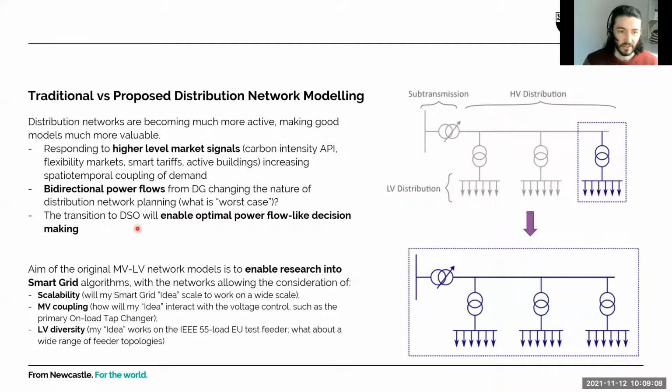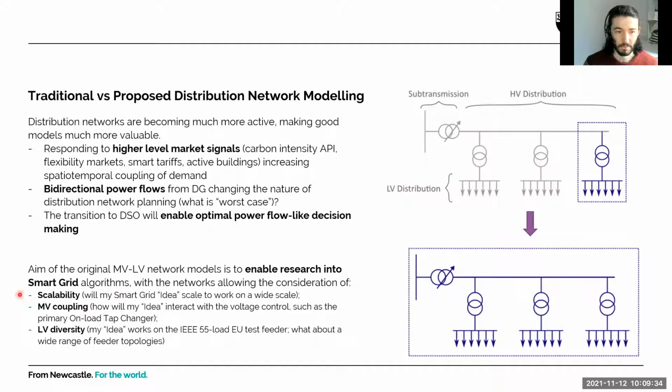And then the final thing is that if we're going from this sort of DNO to DSO, then you have potentially much more of this sort of optimal power flow type things within distribution networks. So the DSO can actively say you need to turn off, or you need to turn off, and so on and so forth.